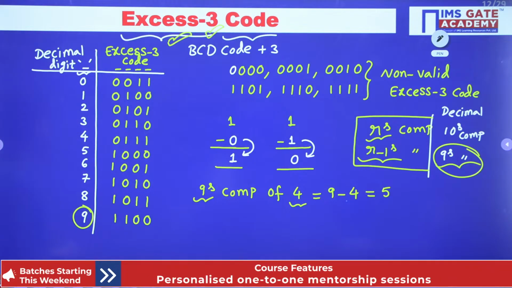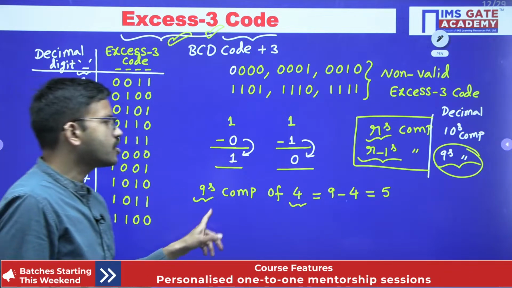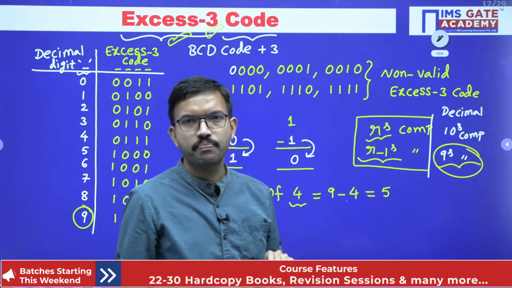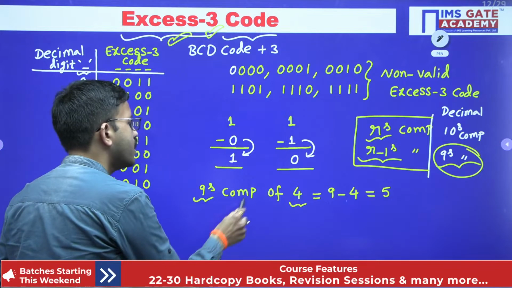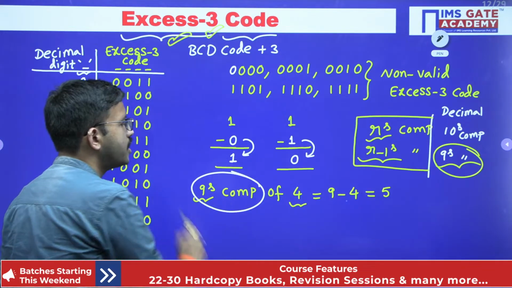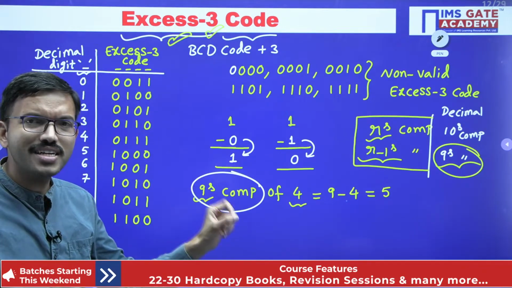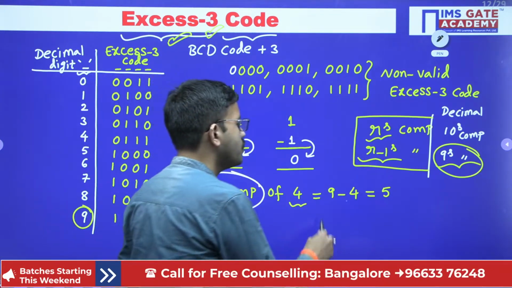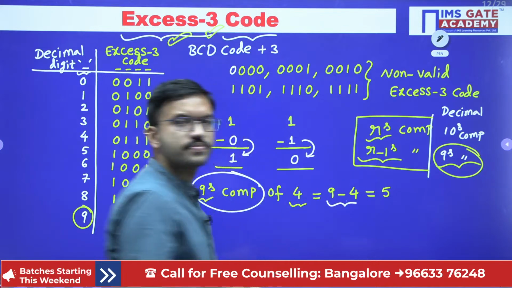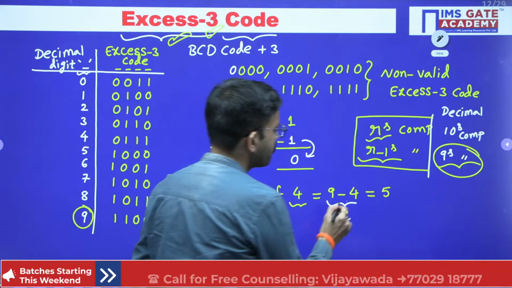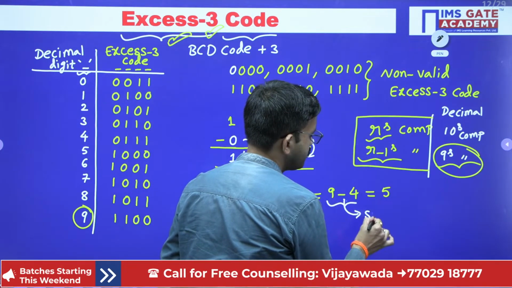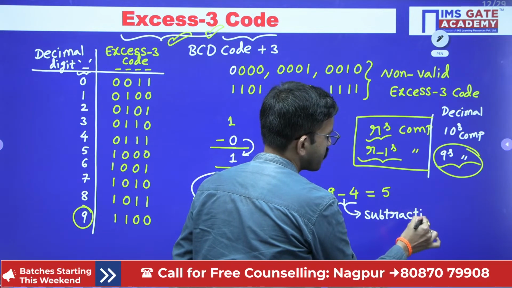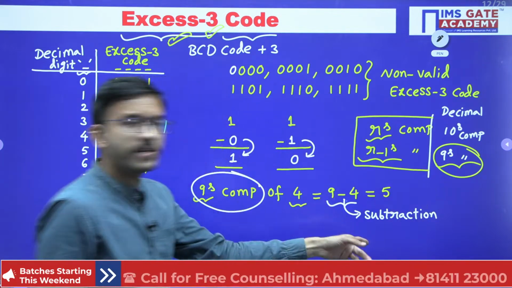From there you will get 5. 9's complement of 4 is nothing but 9 minus 4. From there you will get 5. Now here if you observe, in order to find the 9's complement in the decimal number system, you have to perform what operation? You have to perform the subtraction operation.